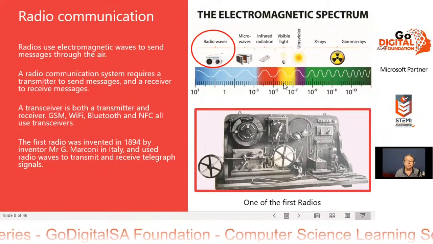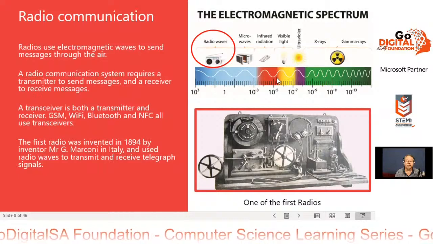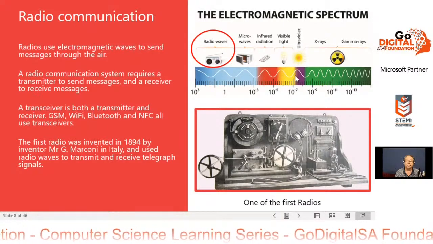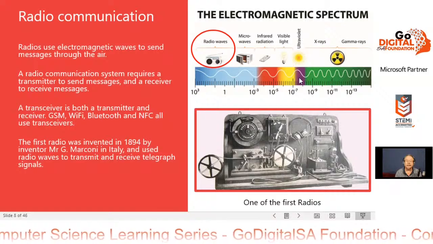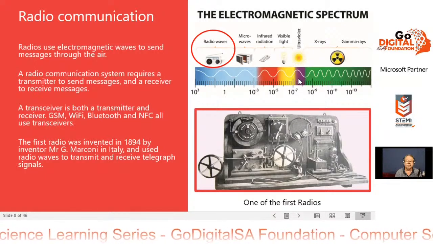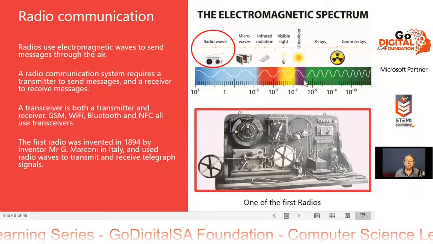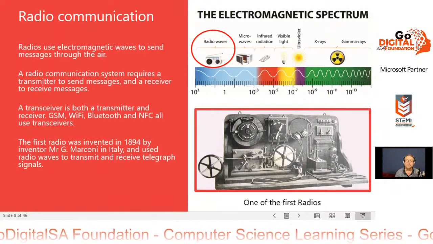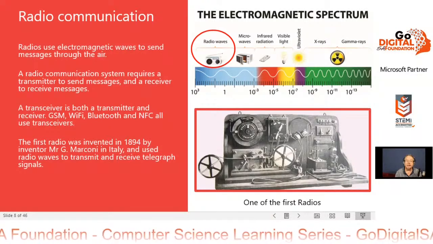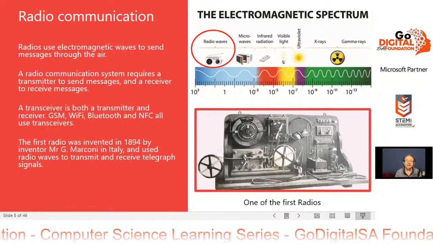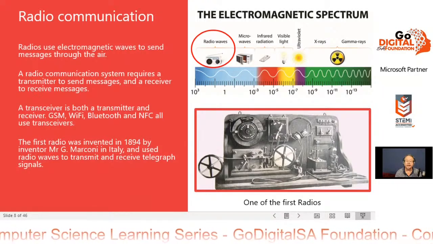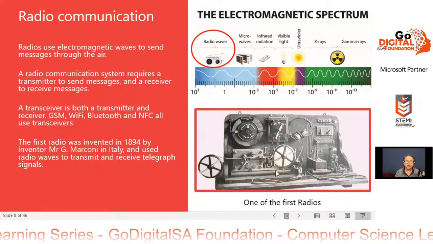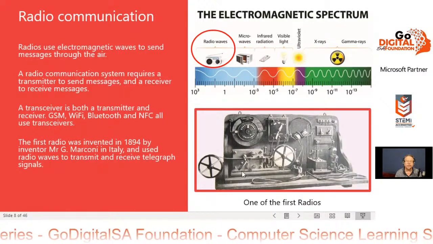Then you've got visible light, which starts off as red and goes through the whole spectrum until you reach blue and purple. Then we've got ultraviolet, and this again is invisible to the human eye, but we know about it because you can burn your skin with ultraviolet light. And finally, we've got X-rays and gamma rays, which are very high frequency radio waves. And this is just a photo of one of the first radios.